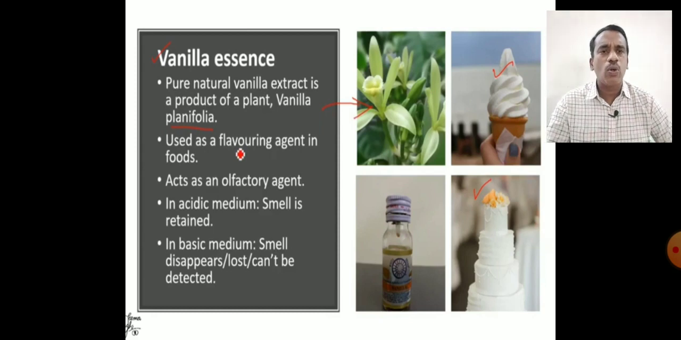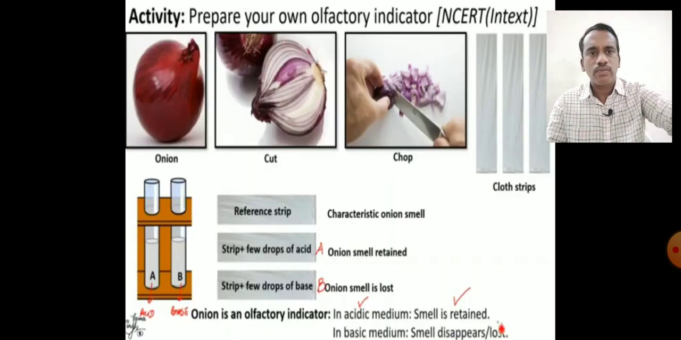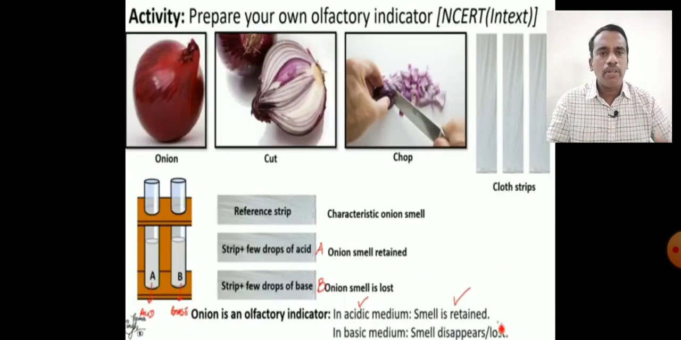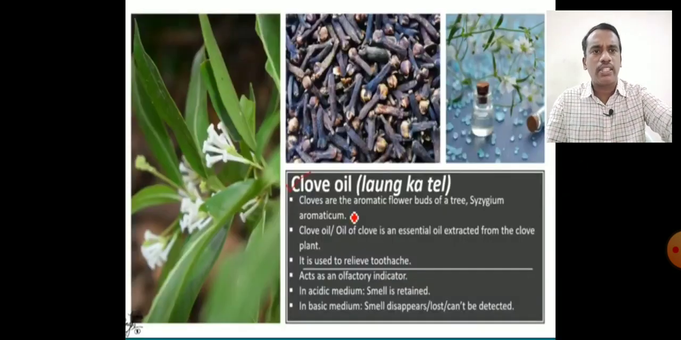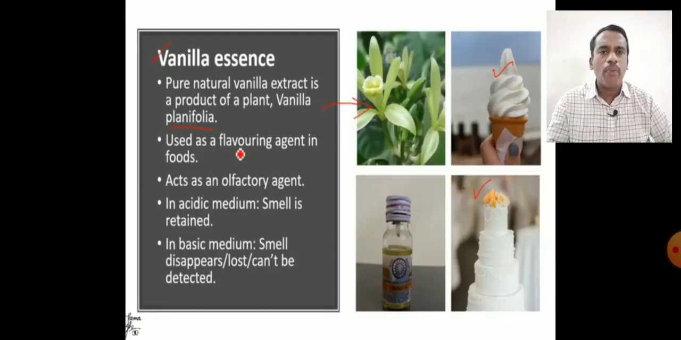It is also used as an olfactory indicator. When you place the vanilla flavor on three pieces of cloth, like our onion, the first strip remains as the reference one. On the second strip, along with the vanilla flavor, we add a few drops of acid, and on the third we add a few drops of base. If the compound is an acid, the smell is retained. But if the smell is not retained, if it disappears, we can say it is a basic compound.